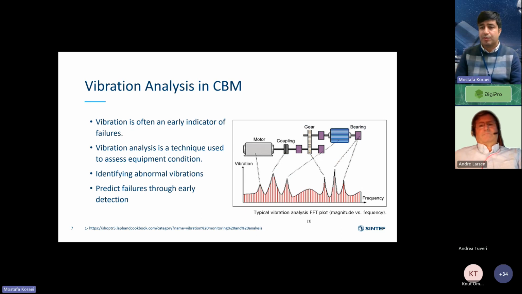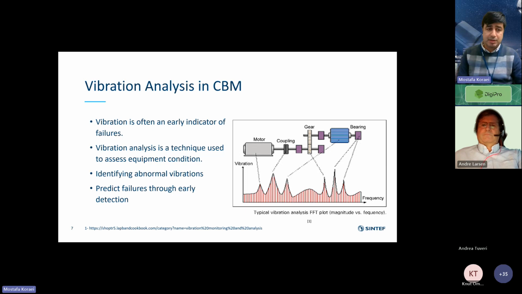But vibration analysis is one of the most important parts of predictive maintenance, and the idea is based on finding the fault in the equipment or system by analyzing the vibration that the system generates and catching it by different types of sensors. Vibration is often an early indicator of failure. We have several types of indicators of failures, like temperature or sound or things like this. But usually what happens in much equipment is that vibration is the first indicator that we can detect. So we can predict the failure far before it happens in reality.